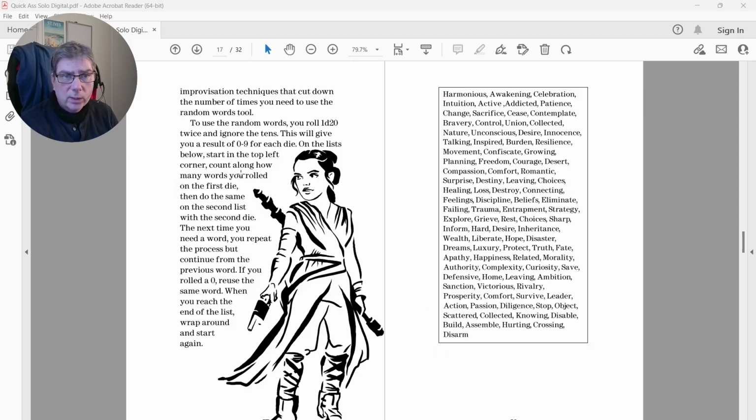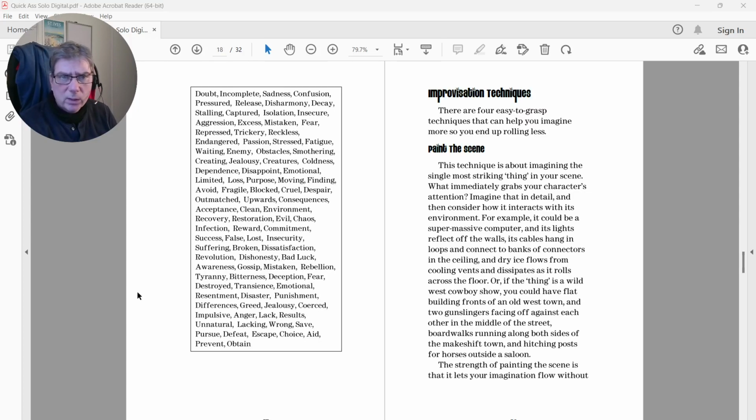And there are 2 word lists that are on opposite pages here. So what you would do is roll 2d20 or 1d20 twice, and take one of these, which is the positive words, and one of these, which is the negative words, and put the 2 together as your word prompt.